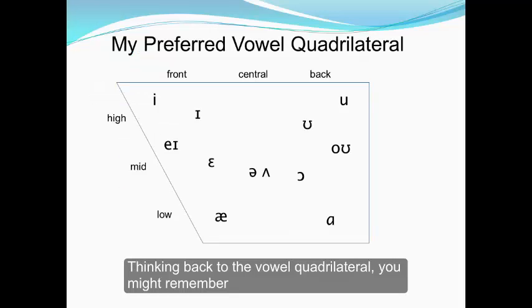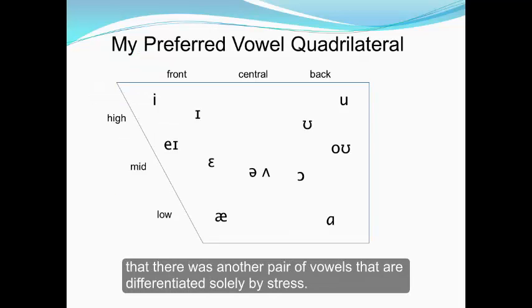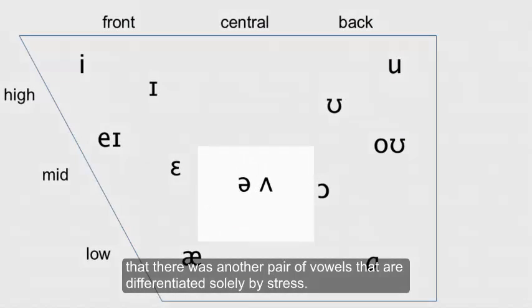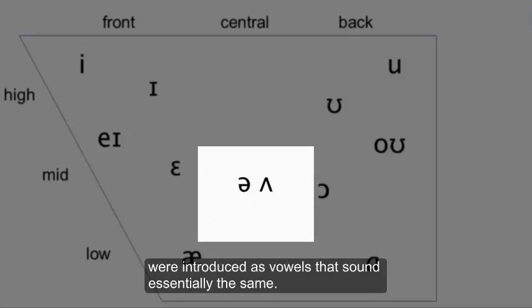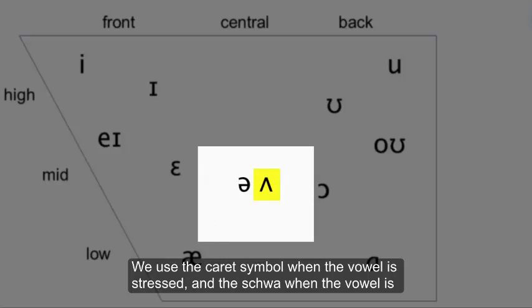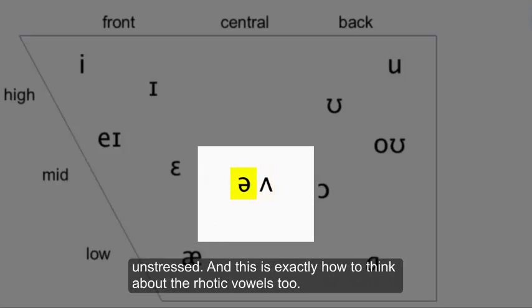Thinking back to the vowel quadrilateral, you might remember that there was another pair of vowels that are differentiated solely by stress. Carat and schwa, right here in the mid-central part of the quadrilateral, were introduced as vowels that sound essentially the same. We use the carat symbol when the vowel is stressed and the schwa symbol when the vowel is unstressed. And this is exactly how to think about the rhotic vowels, too.